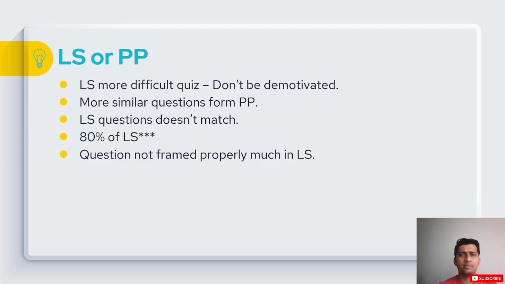So this was my experience of both apps. If you have enough money, I'll suggest you go for both the learning system and Pocket Prep. Both have their plus and minus points. Thank you. That's it for this video.